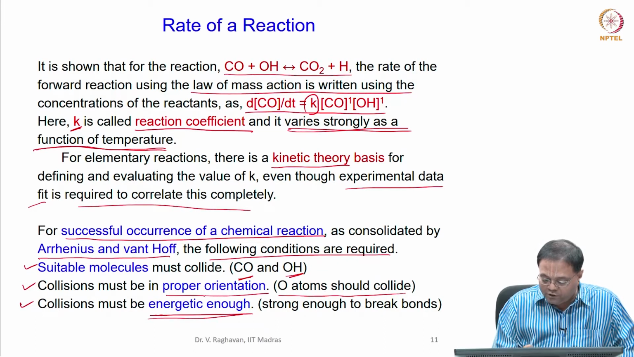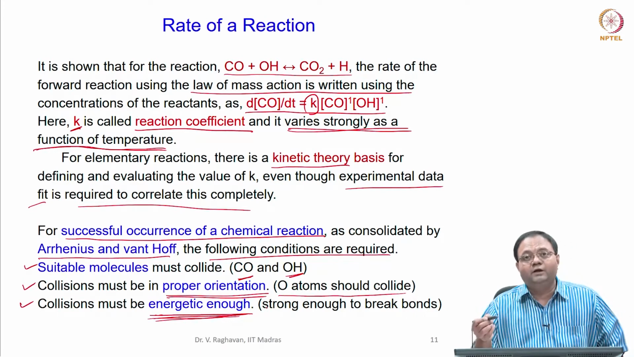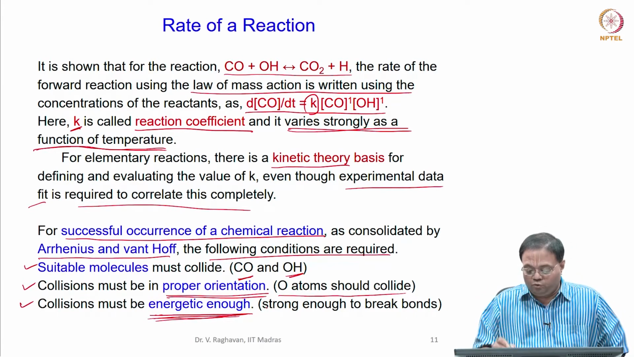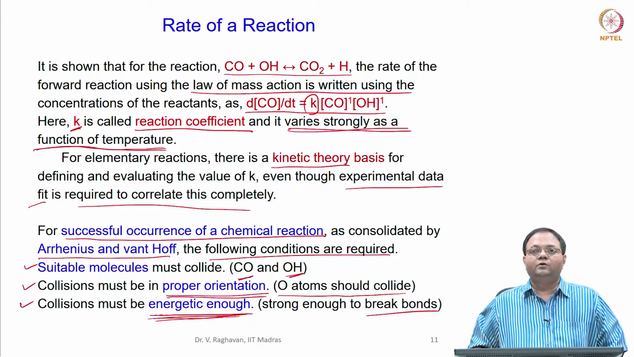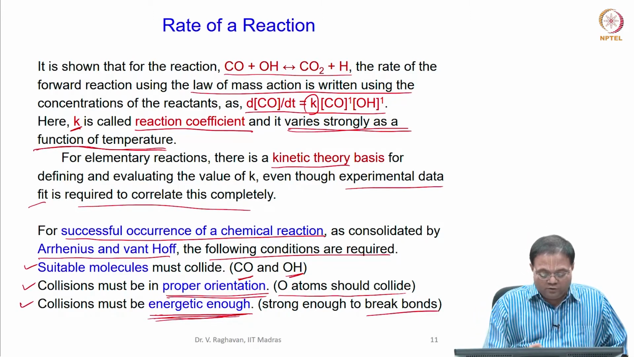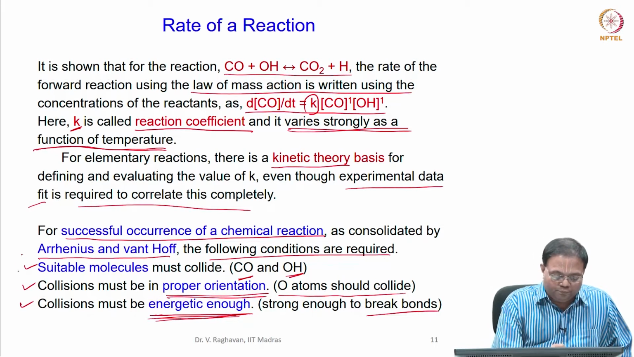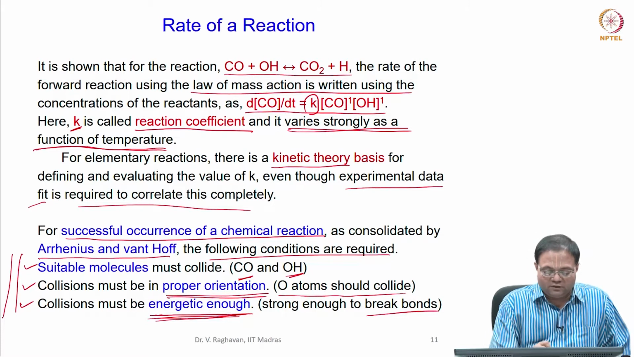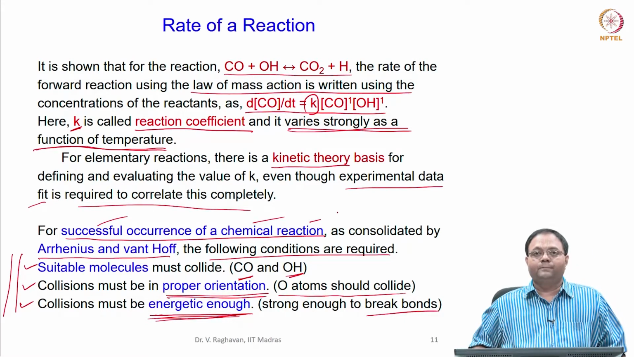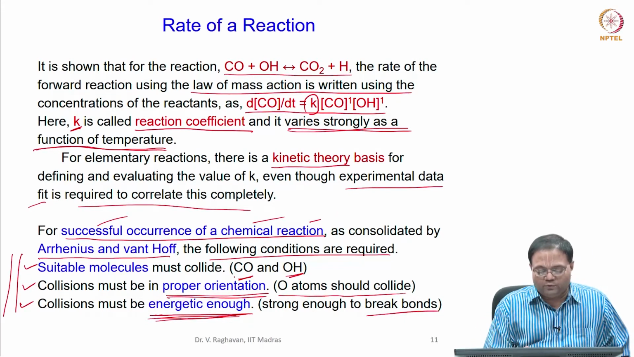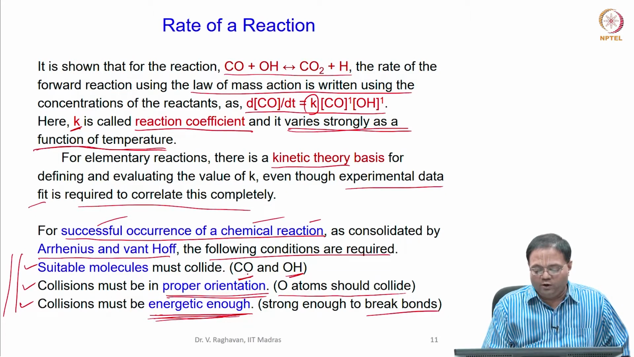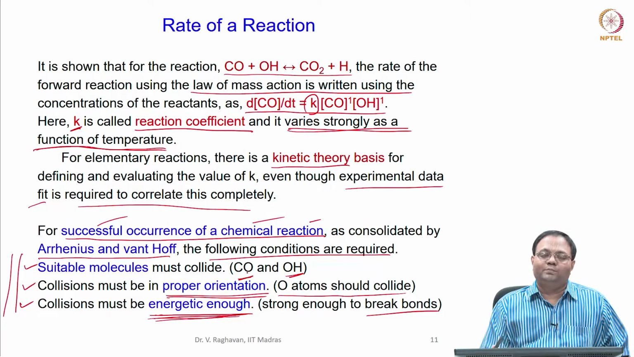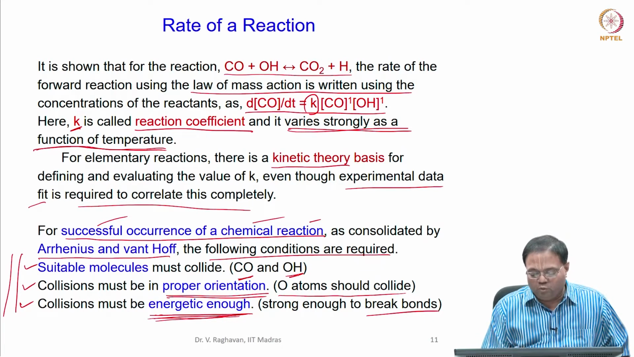So, proper orientation and energetic means we should have proper energy which is enough to break the bonds. Reactant bonds should be broken. So, these are the three important criteria for attaining a successful chemical reaction. Okay. So, suitable molecules must collide. CO colliding with say CO2 will not help, OH colliding with H2O will not help. However, CO and OH, they collide properly.